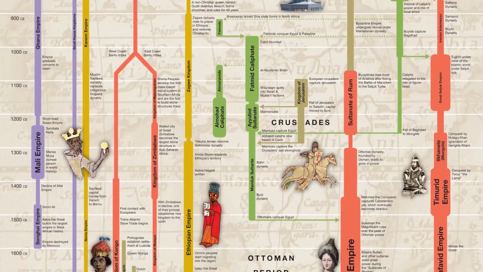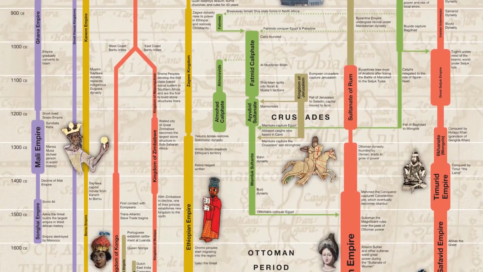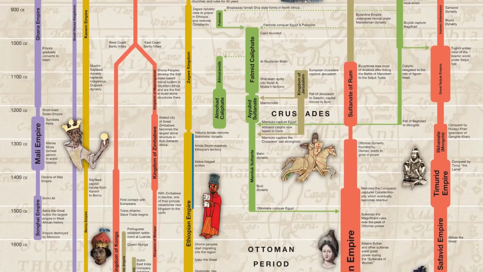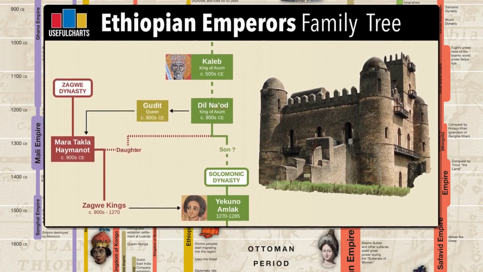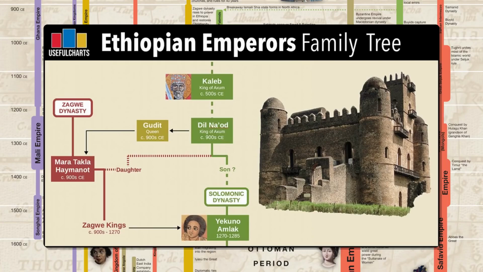A couple more things to note before we enter modern history. In Ethiopia, the Zagwe dynasty was eventually replaced by the Solomonic dynasty, who claimed to have been the original rulers of Aksum, and who claimed to be able to trace their lineage all the way back to the biblical King Solomon. We've also done a video on this channel about the Solomonic dynasty family tree. So if you're interested in learning more about them and the history of the Ethiopian Empire, you can check out that video, a link to which I'll leave in the description.